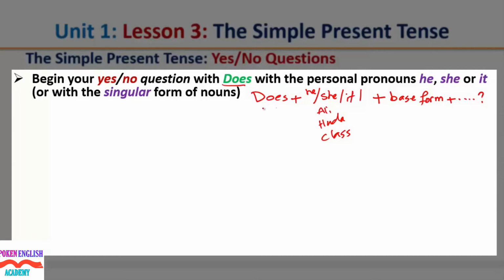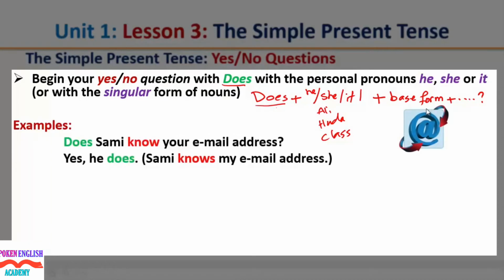So again, start your question with does plus he, she, or it, or any singular noun, Ali, Huda, class, etc., plus the base form of the verb without s. So remember that when we start the question with does, delete the s or the es. Examples. Does Sammy know your email address?